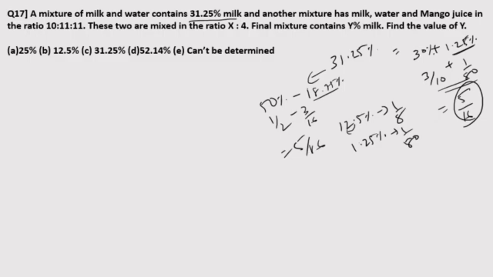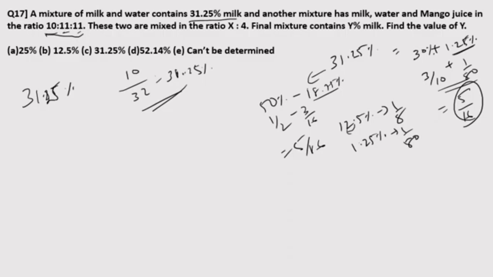Now this question says a mixture of milk and water contains 31.25% milk. Initially the milk was 31.25%. Another mixture contains milk and water in the ratio 10 is to 11 is to 11. There also this is 10 by 32. This is again 31.25%. In the second mixture, again milk is 31.25%.